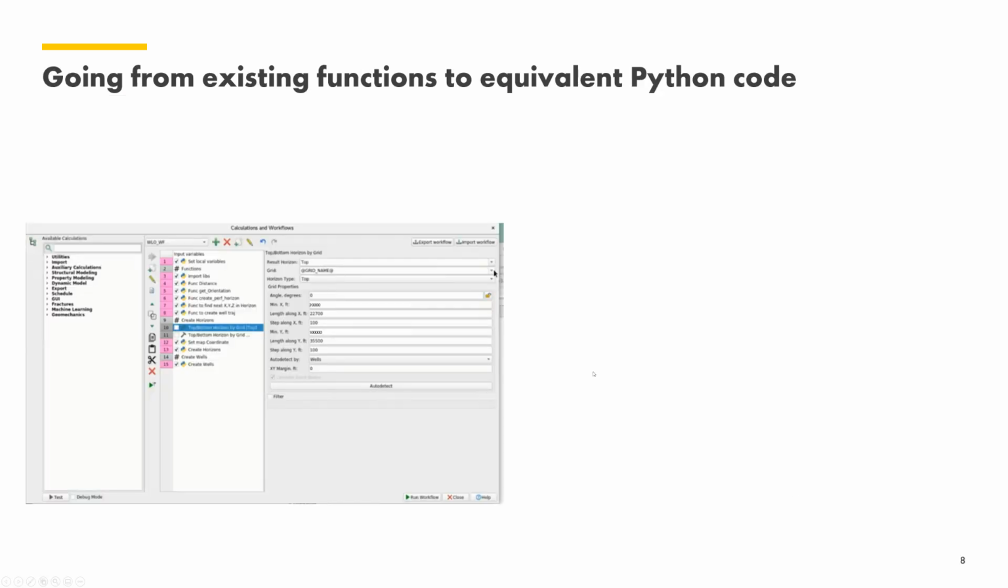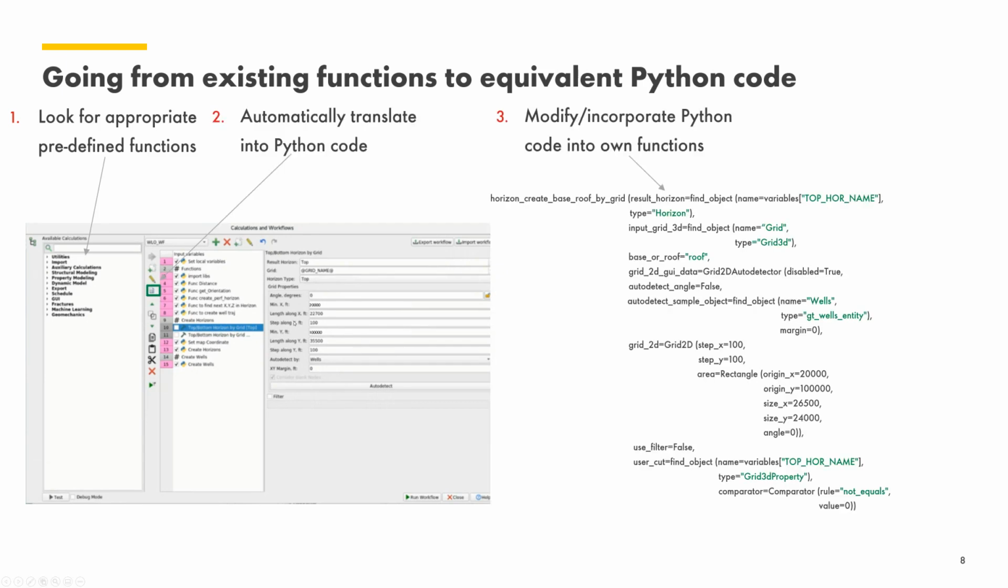Now, Python coding is not very complex, but to use the defined functions from tNav, there is a very useful functionality. Say, for example, that you find something you want to do in those predefined functions, like here, to create the top and bottom horizon. Well, you can click on that button. This will show the equivalent code in Python for that function. That code you can use in your own coding, which is what I did.